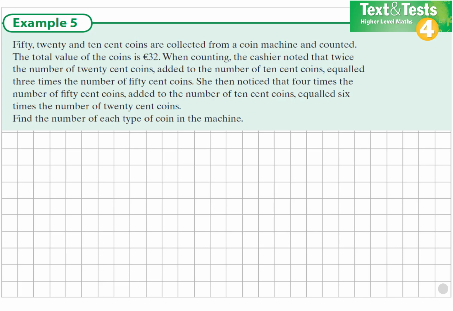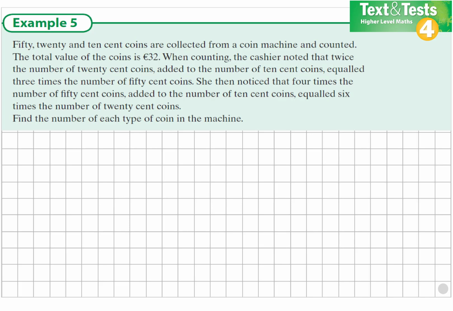When counting, the cashier noted that twice the number of 20-cent coins added to the number of 10-cent coins equaled 3 times the number of 50-cent coins. She then noticed that 4 times the number of 50-cent coins added to the number of 10-cent coins equals 6 times the number of 20-cent coins.